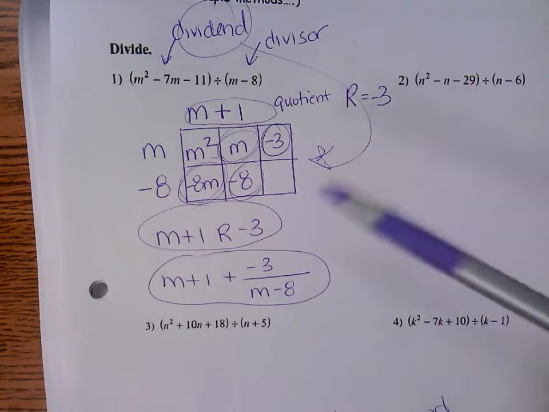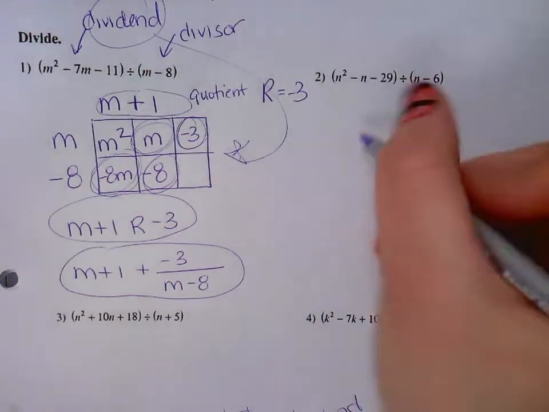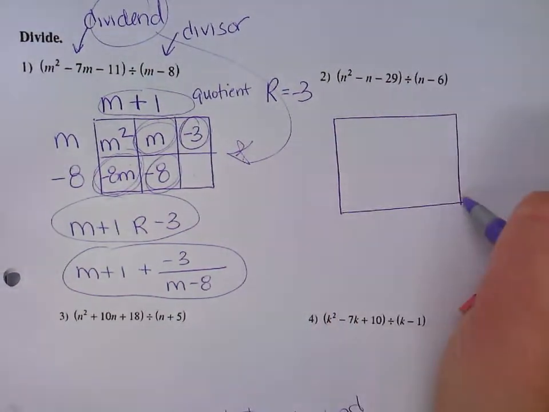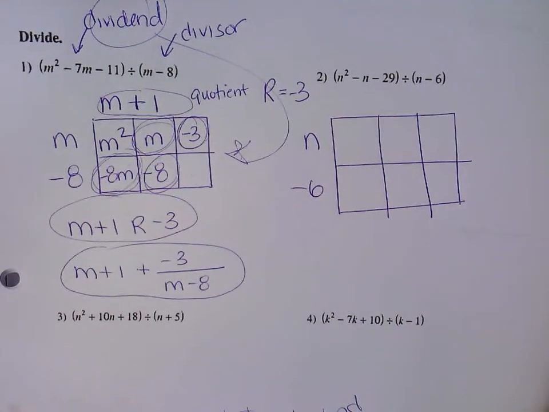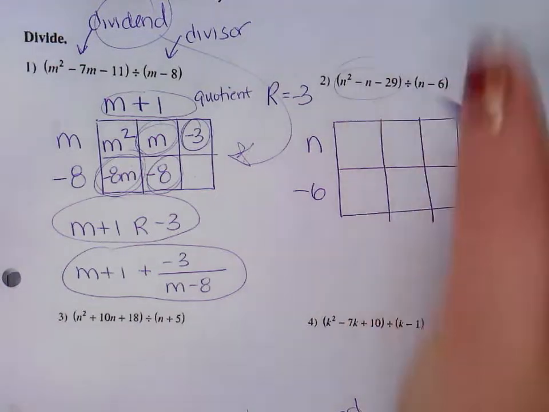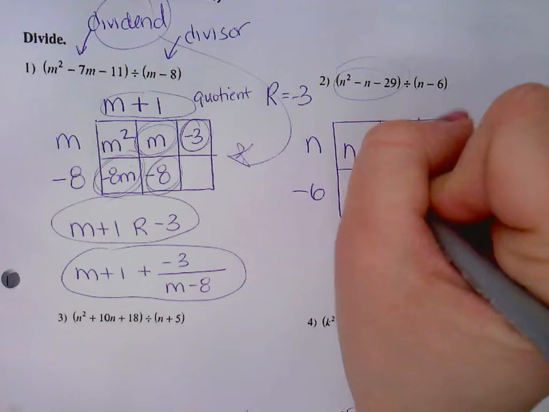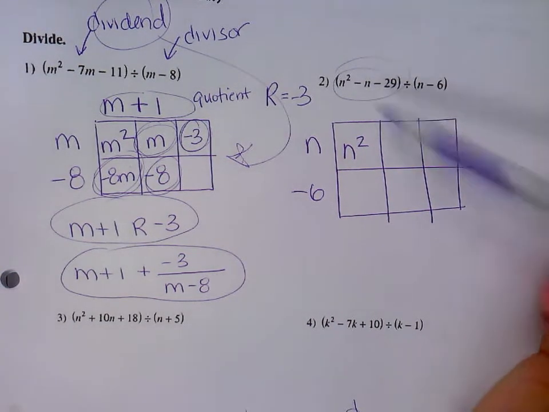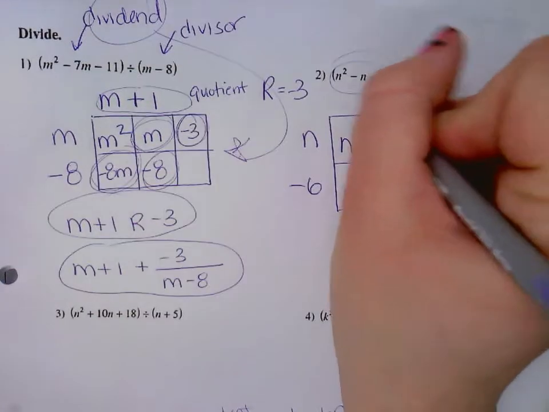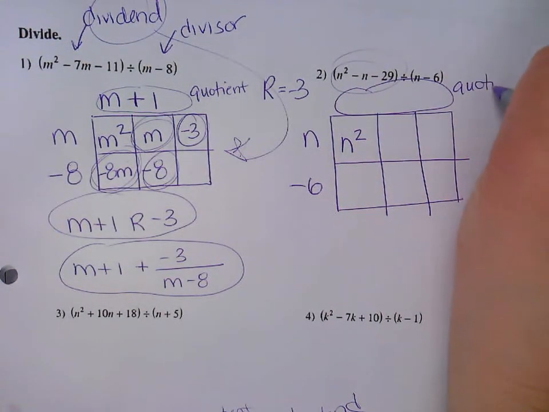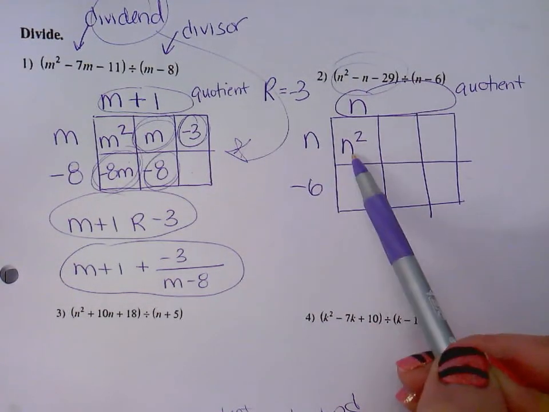So that might have seemed really challenging, but let's do a few more. It's kind of like solving a puzzle. And once you figure out how to set it up, it really is not so bad. So you put your n minus 6 down the side, and then we need to force this dividend to end up inside the box. So n squared goes first. What goes up top of your box then? What term needs to go here? This is going to be your quotient. So you put the n in your quotient because n times n is n squared.